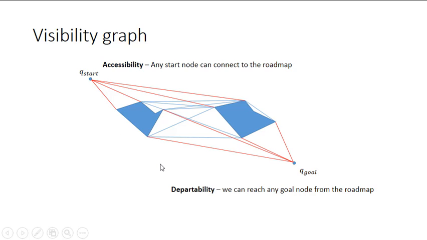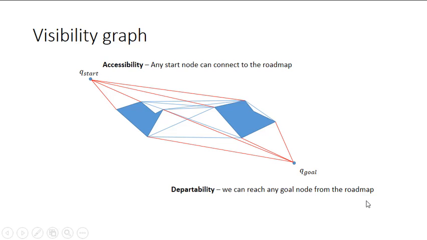And then we have to consider departability. So we can reach any goal node from the roadmap. So we've got q goal over here, and how we do this with visibility graphs is that we do the same thing with q goal that we did with q start.